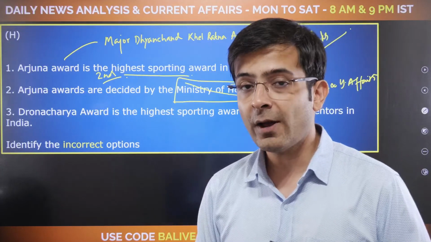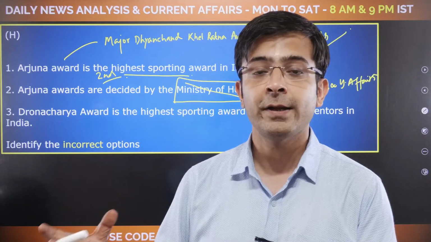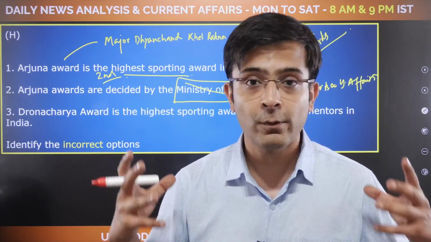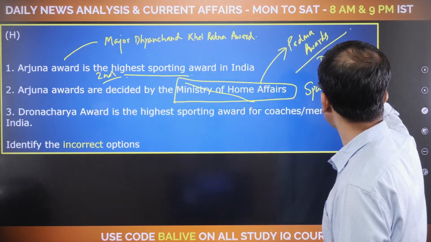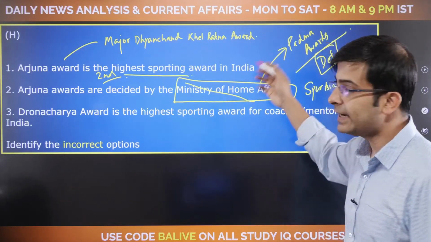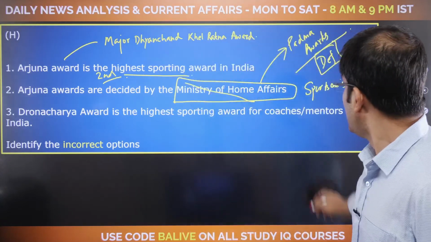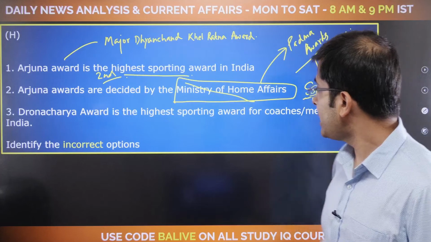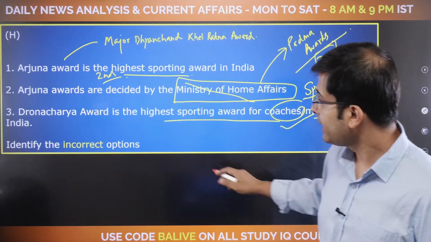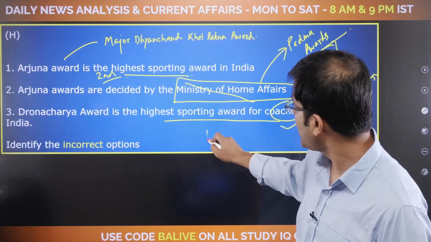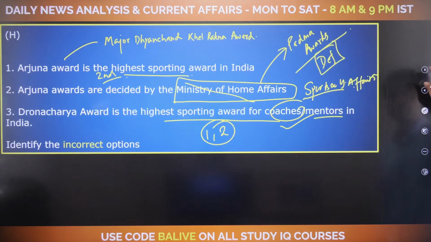Okay. Similarly, you have, say, the defense investiture ceremonies, Ati Vishisht Seva Medal, Param Vishisht Seva Medal, all of these high awards for the military officers. For that, the coordinating agency is obviously Ministry of Defense. Okay, so know the coordinating agencies for each award. Okay, who is responsible? So this is incorrect again. Dronacharya Award is the highest sporting award for coaches, mentors is absolutely correct. The incorrect options here being 1 and 2. Yes? 1 and 2 are the incorrect options.